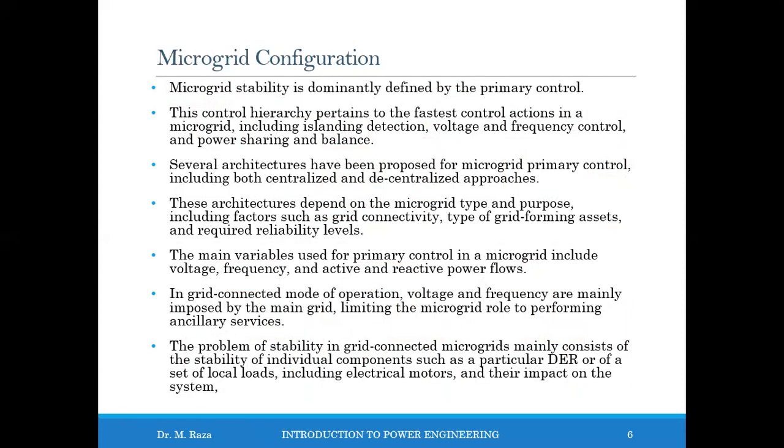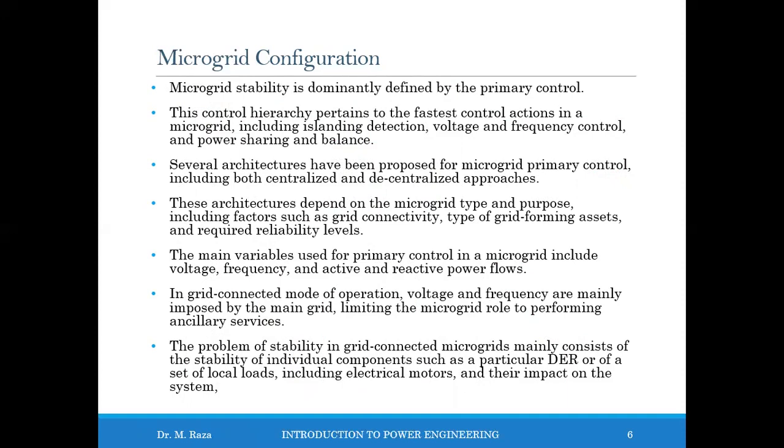Microgrid stability is dominantly defined by the primary control. This control hierarchy pertains to the fastest control actions in a microgrid, including islanding detection, voltage and frequency control, and power sharing and balance. Several architectures have been proposed for the microgrid primary control system, including both centralized and decentralized approaches. These architectures depend on the microgrid type and purpose, including factors such as grid connectivity, type of grid forming assets, and required reliability level.